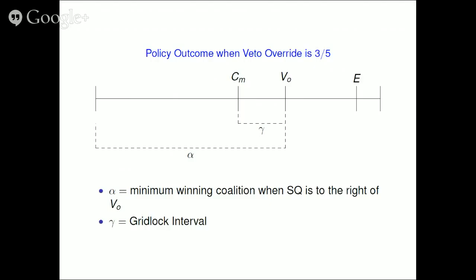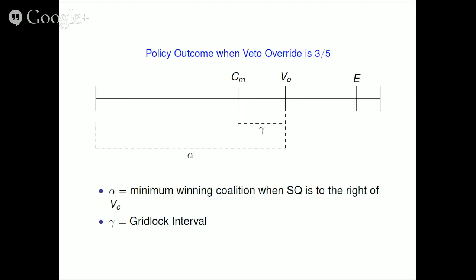You'll also notice I've labeled space gamma. That is the gridlock interval. The gridlock interval is the space in which policy cannot move to the left or the right. The reason is, if policy within that gridlock interval moves to the left, both the veto override pivot and the executive will not prefer that, so they will vote against it, which means it won't pass. If policy in that interval moves to the right, the chamber median will not prefer it, so they will not vote for it.